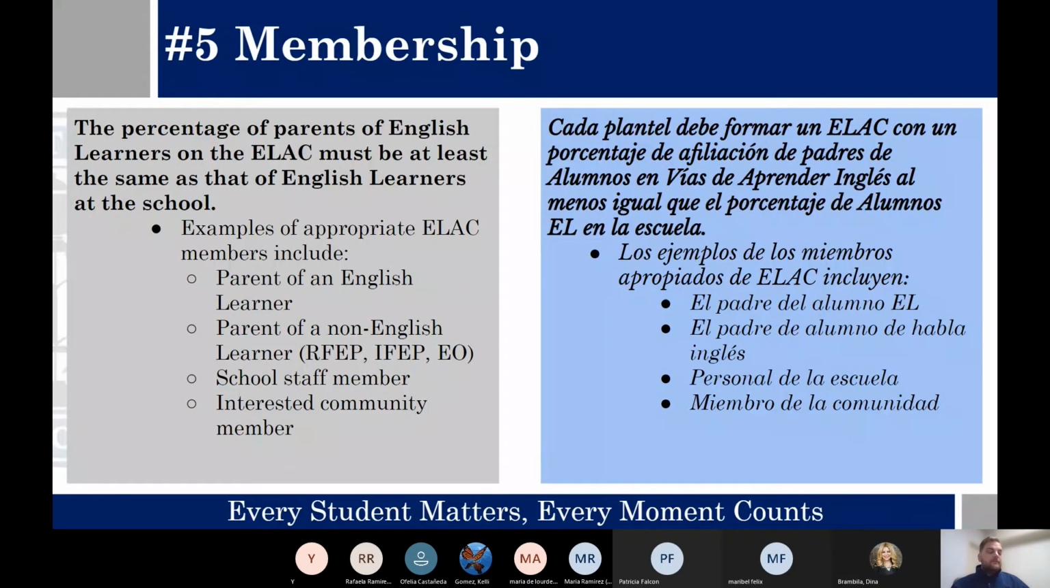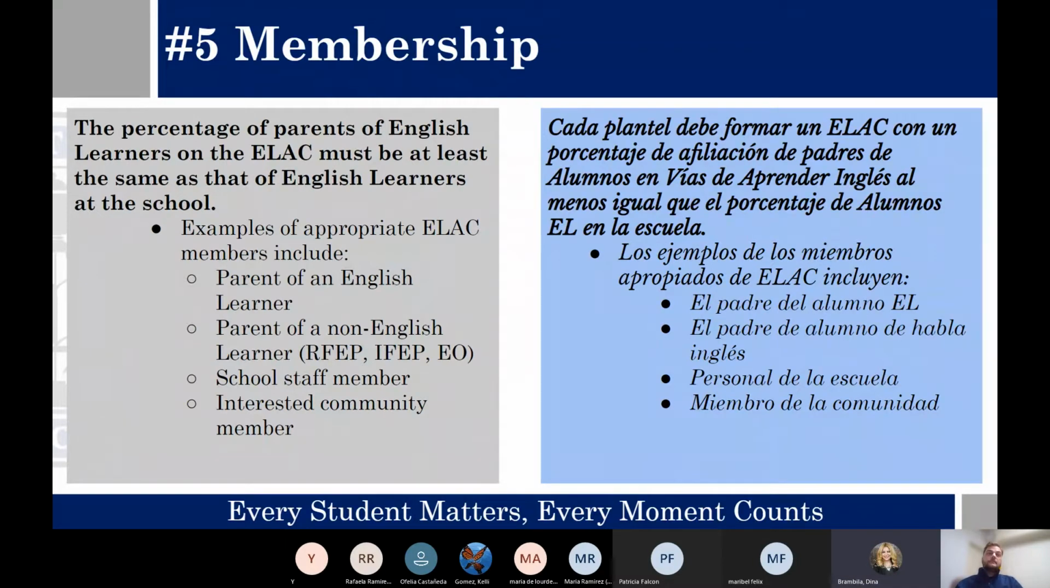And then 5 is membership. The percentage of parents of English learners on the ELAC must be at least the same as that of English learners at the school. So examples of ELAC members include parents of English learners, parents of non-English learners, those students who may be RFEP, so reclassified, initially classified, or English only, school staff members, and interested community members. So it can be more than just parents.